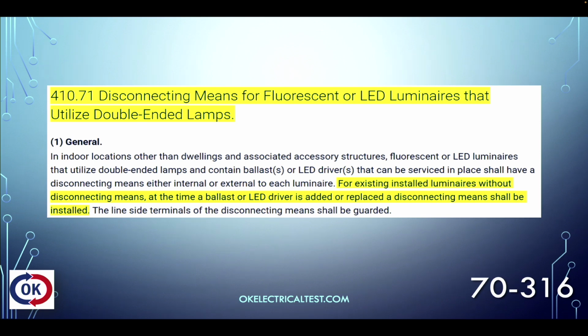410.71, we've got disconnecting means for fluorescent or LED luminaires that utilize double-ended lamps. We're going to skip about halfway into there and highlight existing installed luminaires without disconnecting means. At the time a ballast or LED driver is added or replaced, a disconnecting means shall be installed. So if I've got an existing installed luminaire without disconnecting means and I'm adding a ballast or LED driver, now I have to install a disconnecting means. When do we need to do that? Only on those double-ended lamps.